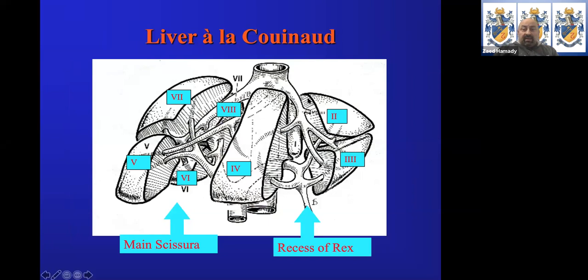So this is again another picture which shows the same classification with the recess of Rex as a landmark of the falciform ligament, and where the left lateral sectionectomy landmark is going to be, where you can transect the liver directly through that line without damaging the branches to segment 4A and 4B. Likewise, the main fissure, which is on the back of the liver, you can use as a landmark for the posterior sectoral branches, and you can ligate these branches intrahepatically when you do posterior sectionectomy.